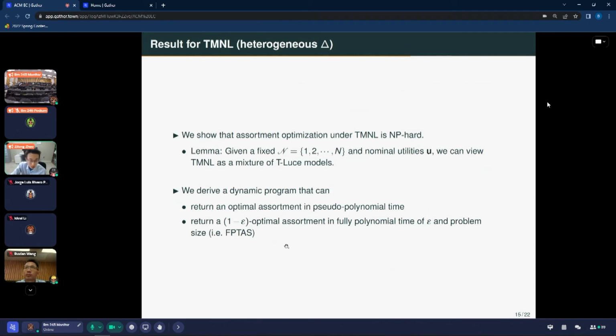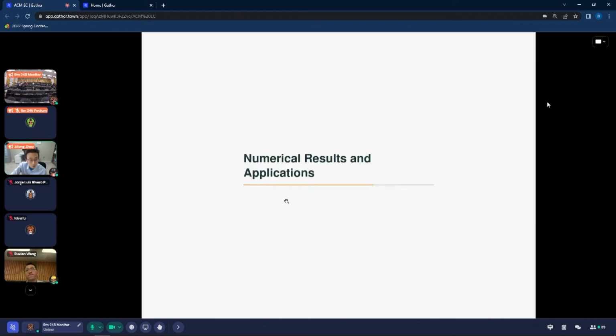The intuition again is focused on the dominance alternative. Once we figure out which item is dominant, then we can figure out the rest. The important observation to formulate a dynamic program is to realize that if I have a mixture of T-loose models, they will have a very nice property: their consideration sets will be nested based on delta, based on which one has the largest delta and which one has the smallest delta. All the T-loose models will have a nested consideration set, and that helps us design a very efficient dynamic program.